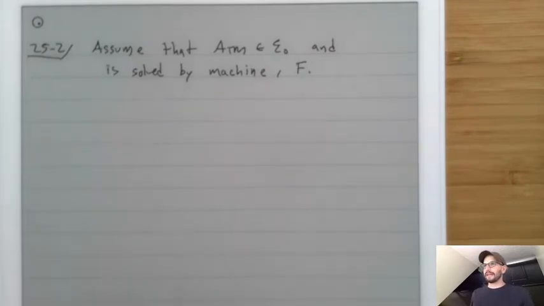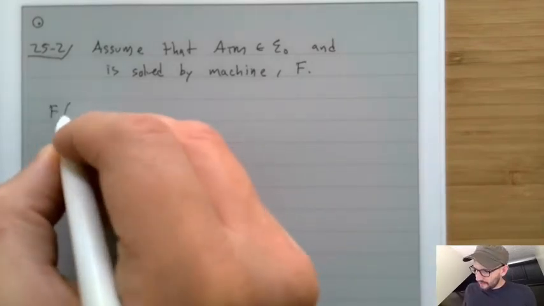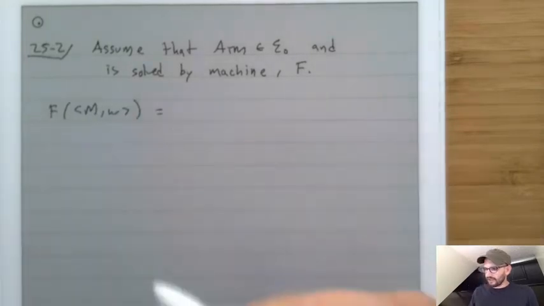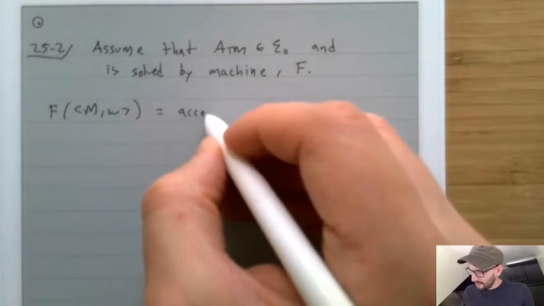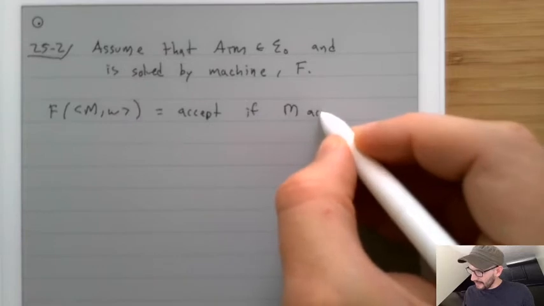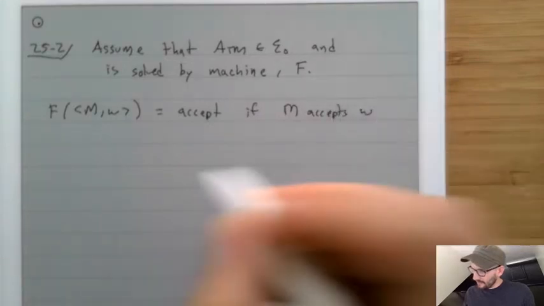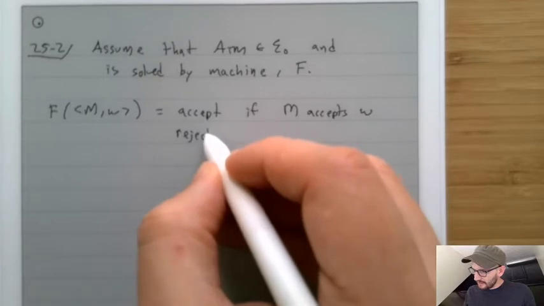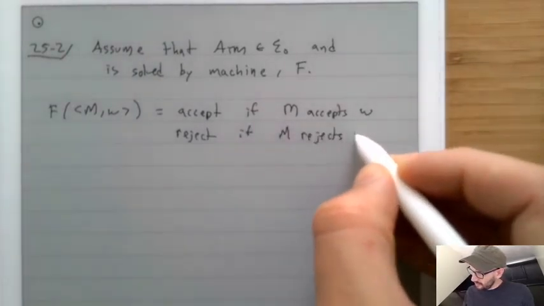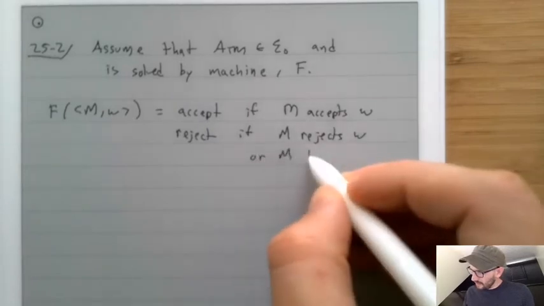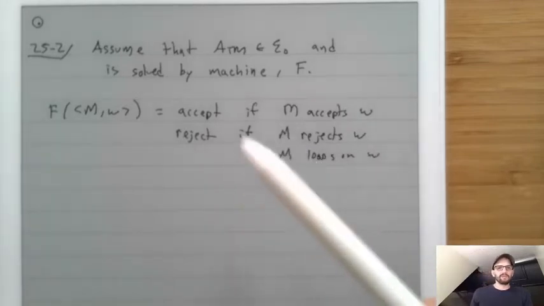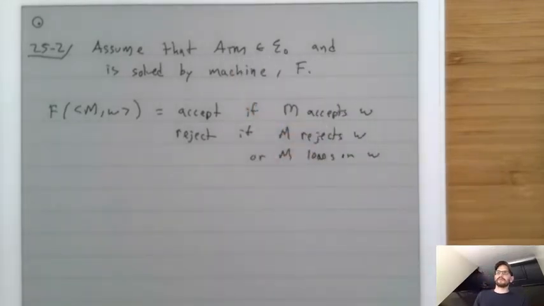So what that means is that when we run F on the encoding of M and W, it returns accept if M accepts W, and it returns reject if M rejects W, or if M loops on W. Okay, that is what it means for ATM to be inside of sigma 0.